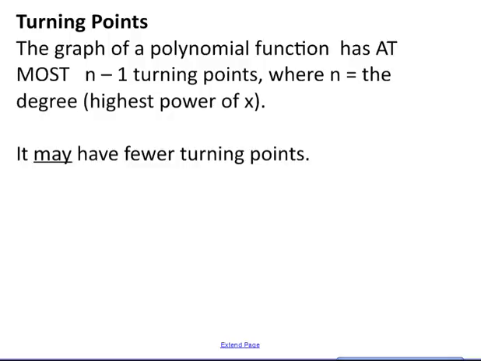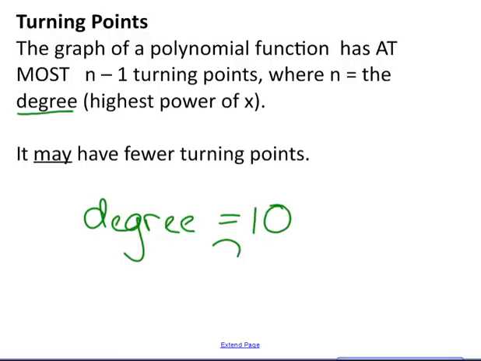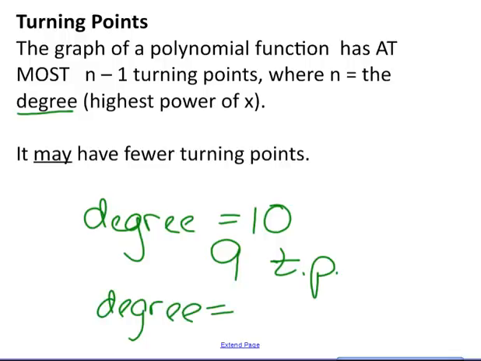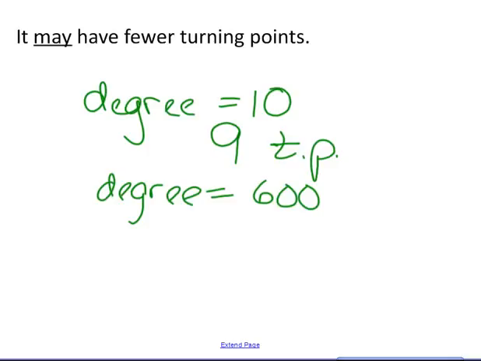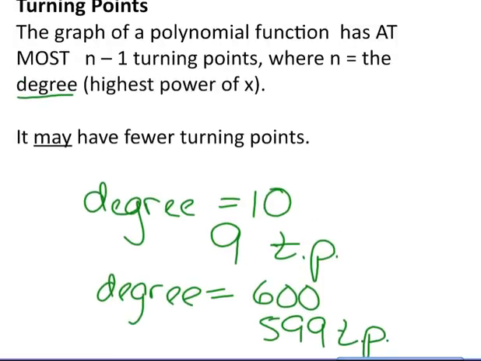The number of turning points is determined by the degree of the polynomial. So if I had a polynomial with degree equal to 10, then it's going to have 9 turning points. If I had degree equal to 600, then I would have 599 turning points. It is possible to have fewer turning points, but you're never going to have more than that number of turning points.